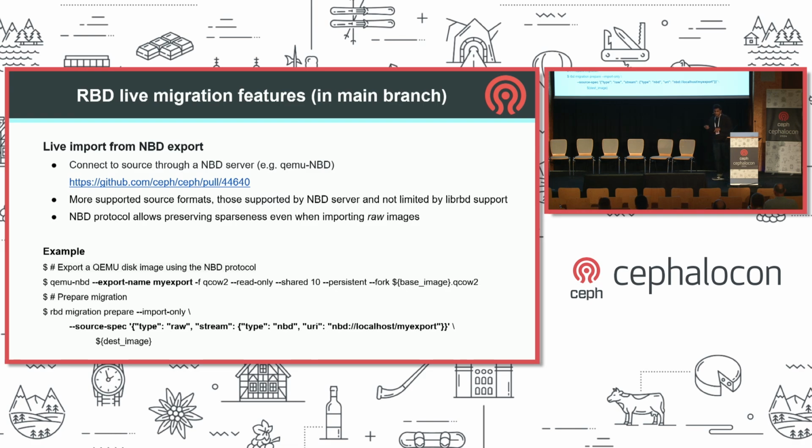So here's an example of how we can do that. We can set up a QEMU NBD server and export a QCOW2 image. And then to import it, you specify the stream as NBD, and you specify the URI path of the NBD export.